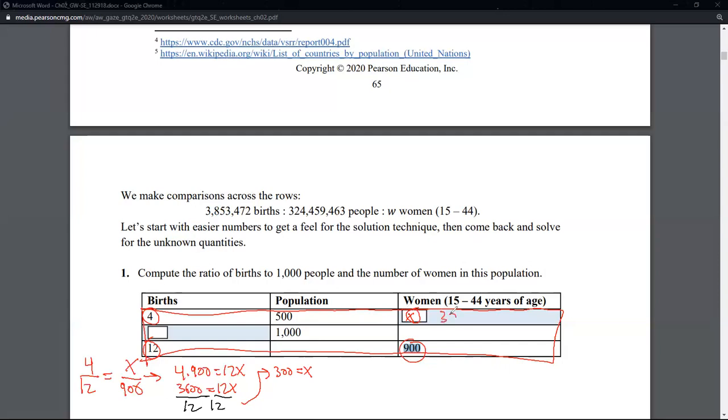So that says there are 300 women of childbearing age out of this total population of 500, thus leading to 4 births that year. So you can say it's 4 births per 500 people, or 4 births per 300 women of childbearing age. So that's one of the blanks.